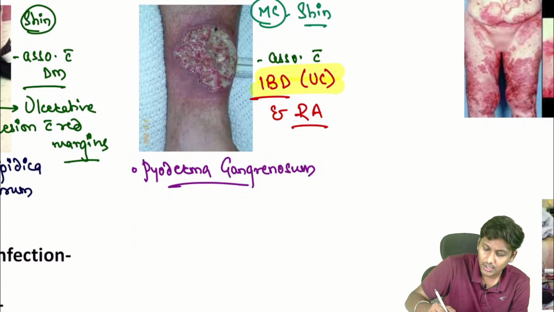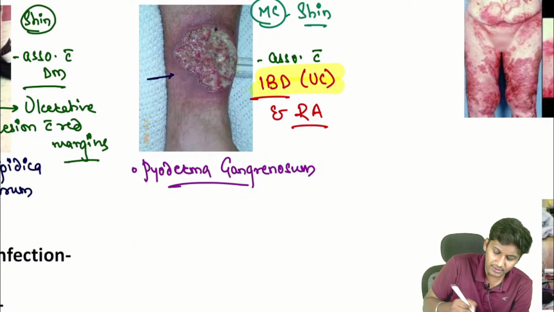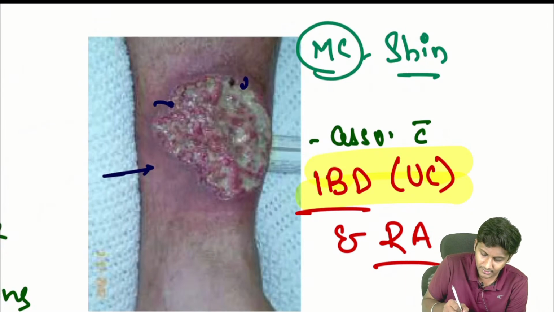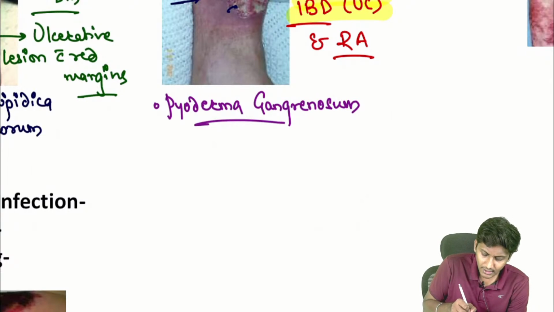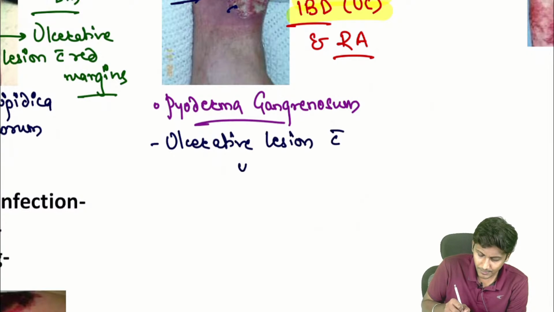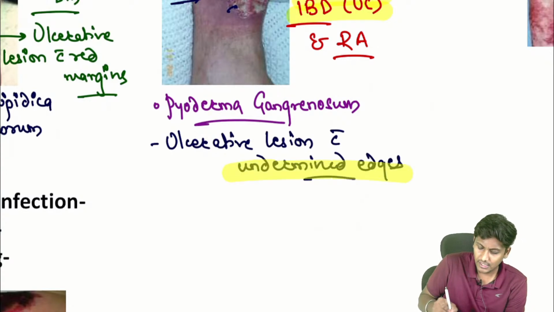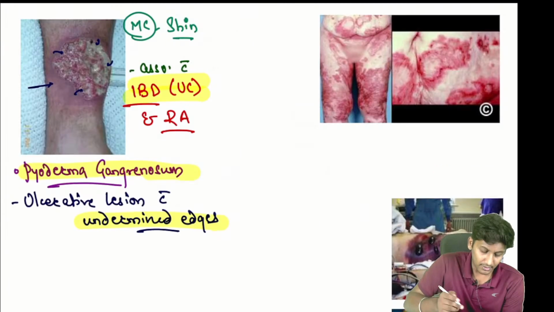So please be sure that if they are giving you some history of ulcerative colitis in the patient, and then they are saying the patient is having this kind of ulcer in the shin, and that too, which kind of edges are seen? Can you see the edges are turned inwards? That is undermined edges. So if they say the patient is having an ulcerative lesion with undermined edges, and the patient is a known case of ulcerative colitis, definitely it has to be a case of pyoderma gangrenosum. Very important topic for your exam.